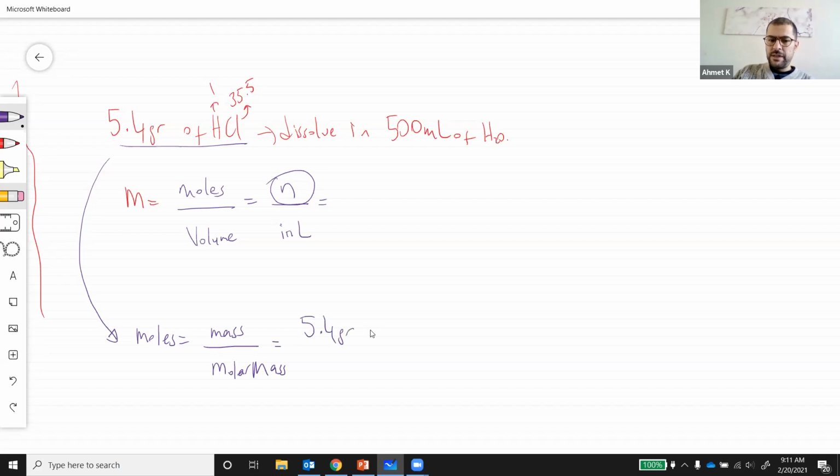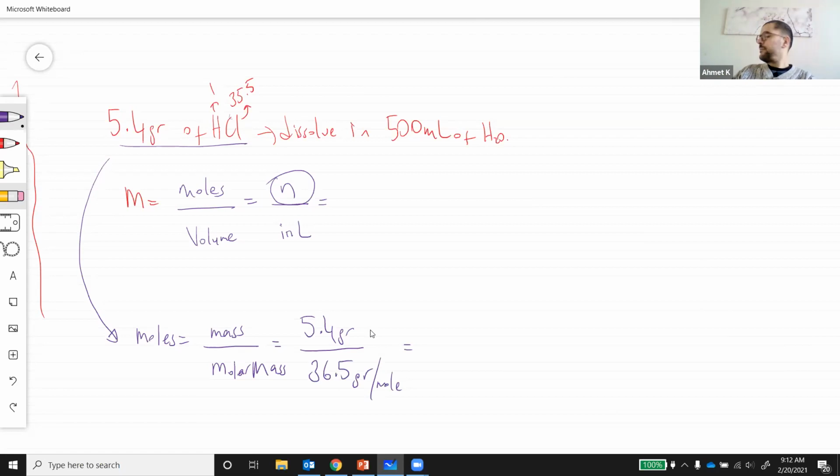gram divided by, again, the molar mass. You can just Google the molar mass of the hydrogen chloride. If not, if you have the periodic table in front of you, you can find the atomic weight of each element, and then you just add them up. It's 35.5 for chlorine, right? If you have 1 mole of chlorine, it means that you have 35.5 gram, and then plus 1, it's going to add up to 36.5 gram per mole, right?